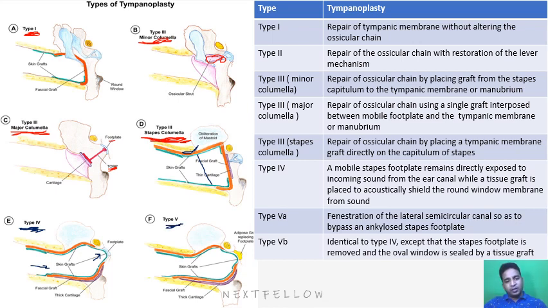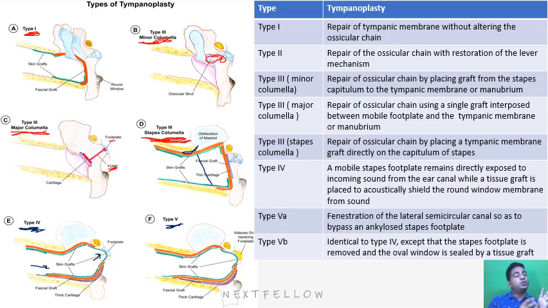Then comes a type 5. Again, there are two more varieties, type 5A, type 5B. It is known as fenestration surgery. Fenestration surgery, what do you mean by that? In another window, like the lateral semicircular canal or over the promontory, we try to create a fenestra, or we will try to create another window.